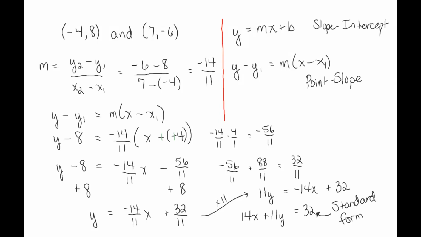If they had asked for point slope form, we would have left it right here. And if they asked for slope intercept form, that was what we had at the bottom of the page. If I were giving you a handwritten test, that would be the way I would ask you to write the answer almost all the time, slope intercept form.